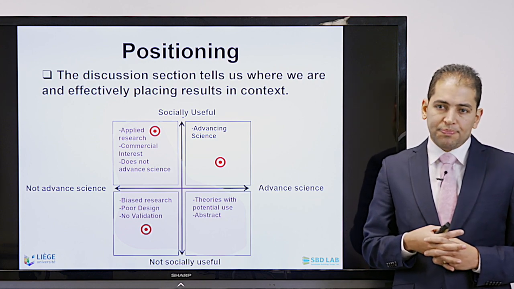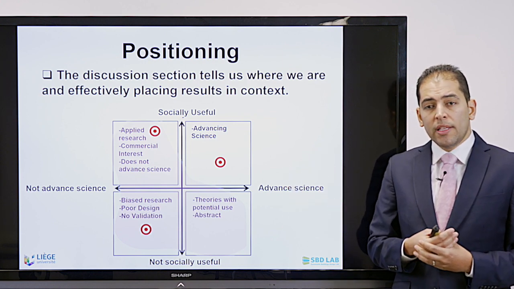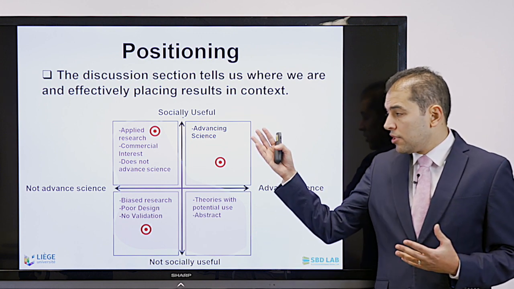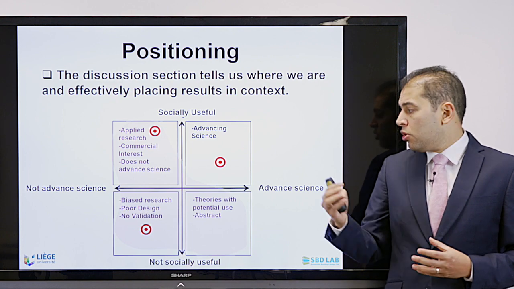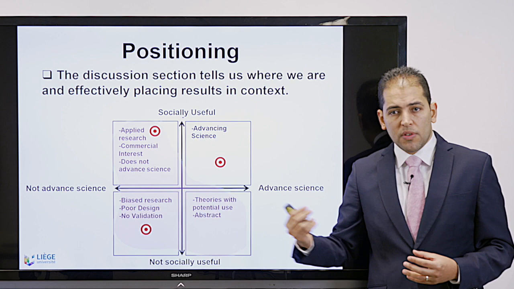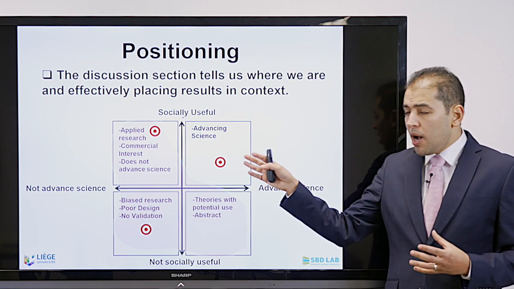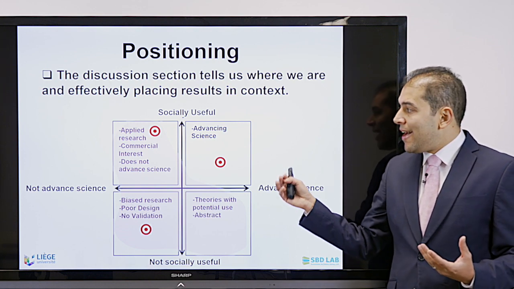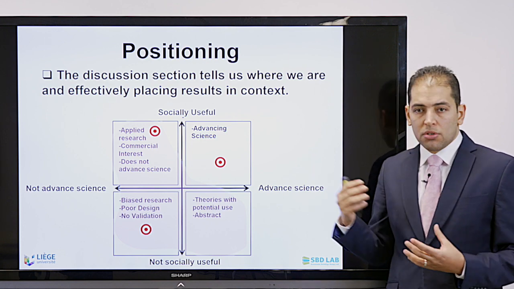your manuscript. As you all know, there are 4 different types of research. They can take us in different directions. Either we are doing socially useful research or not socially useful research, or we do research that advances science or research that does not advance science. In this famous quadrant here, the better you are on the upper right side, where you are advancing science through your research and having a social impact or usefulness, the better your research is.